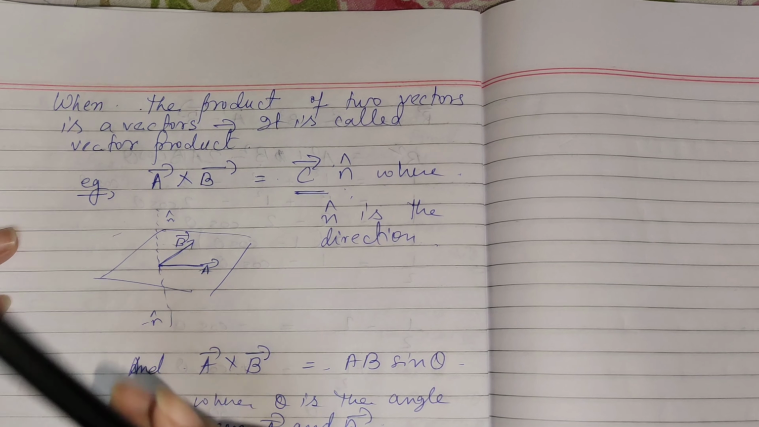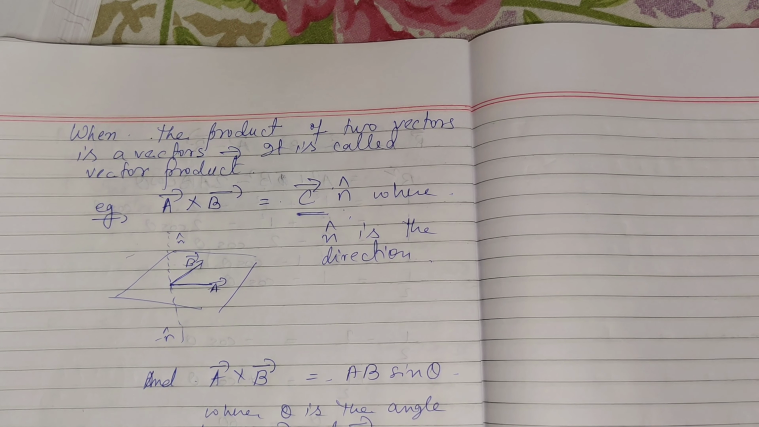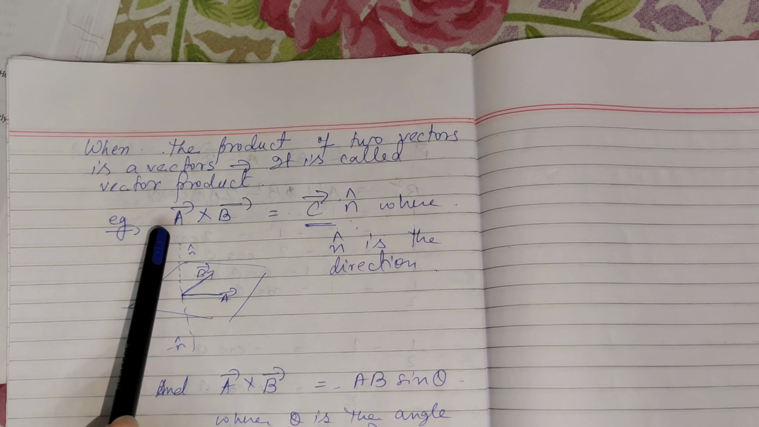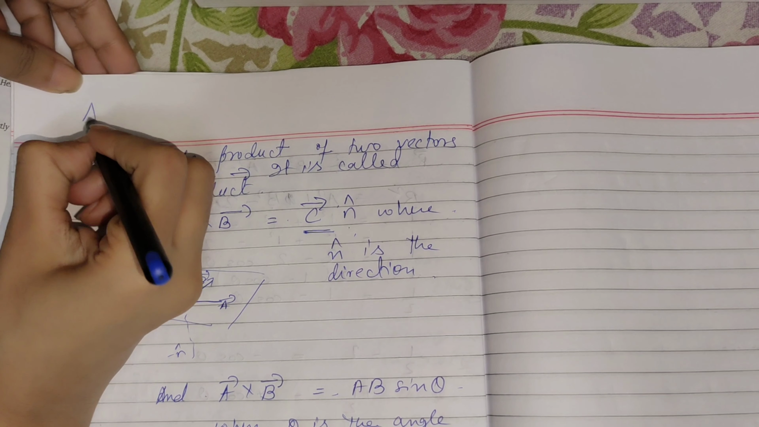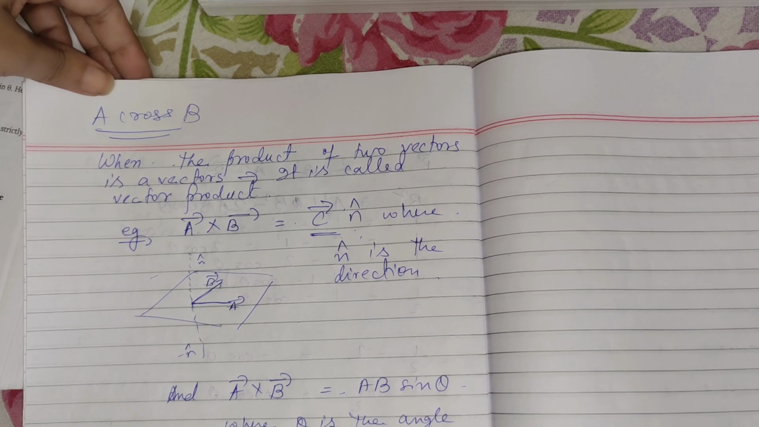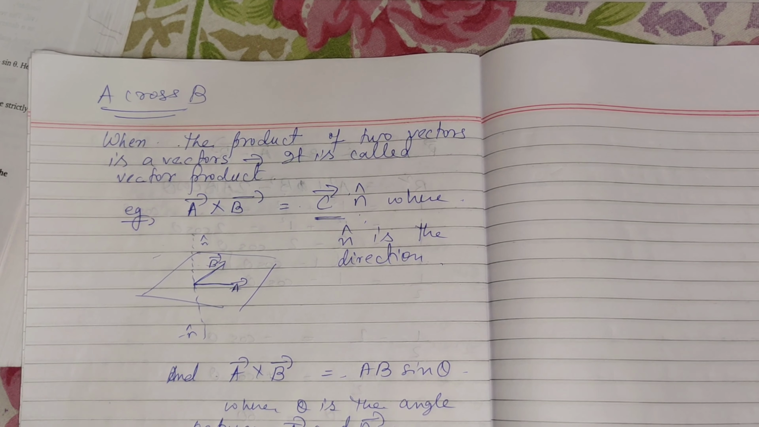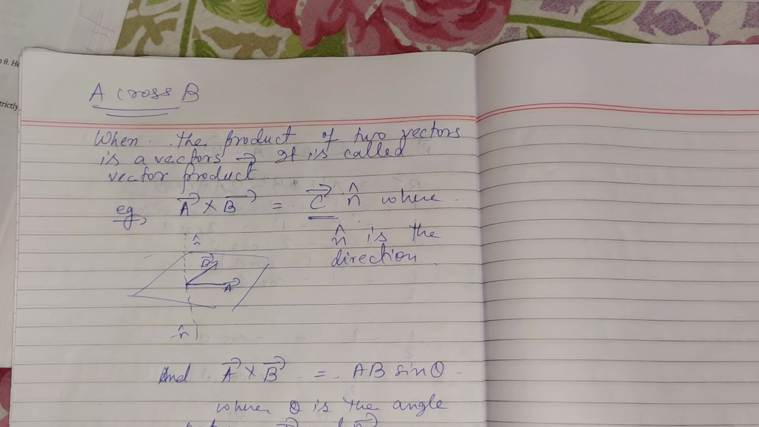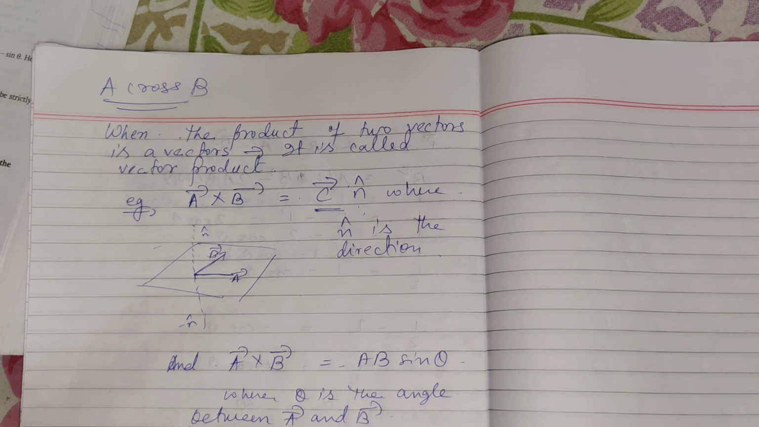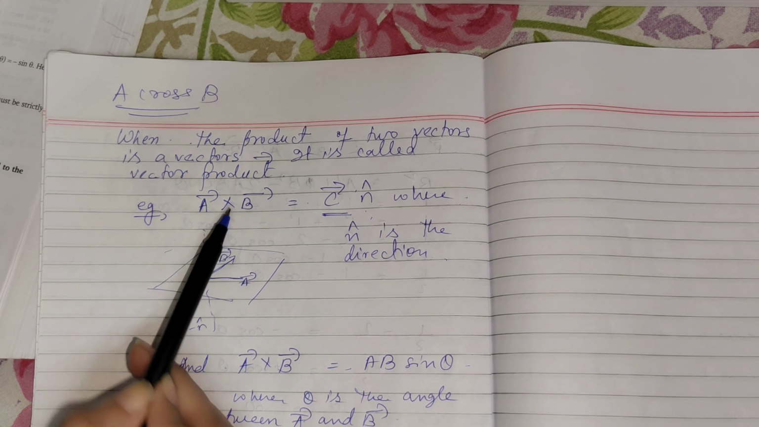Okay. So when the product of two vectors, when the resultant of two vectors, is a vector, it is called a vector product. For example, it is called A cross B. It is no more written as A dot B. When you multiply two vectors and the resultant is a scalar quantity, then we say A dot B. But when we multiply two vectors and the resultant is a vector, we call it A cross B, and that is why we give this sign.